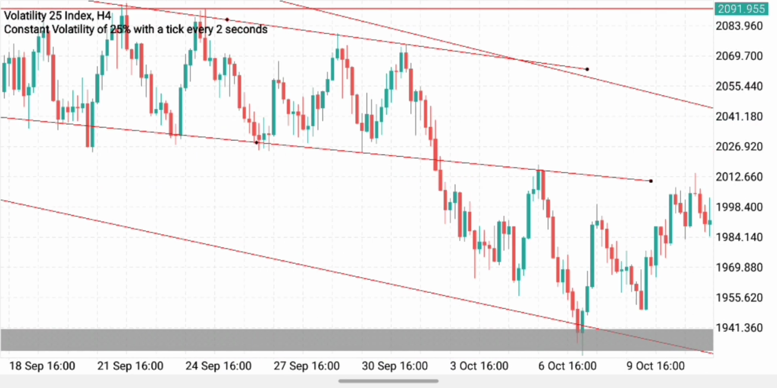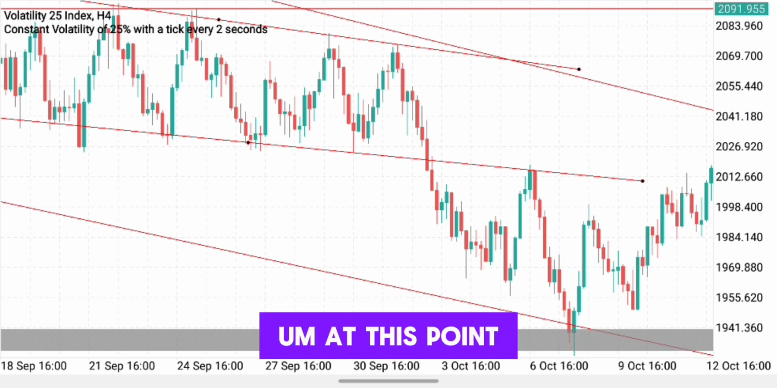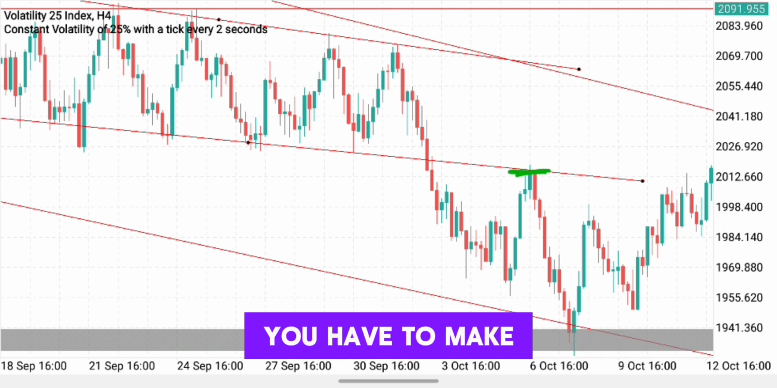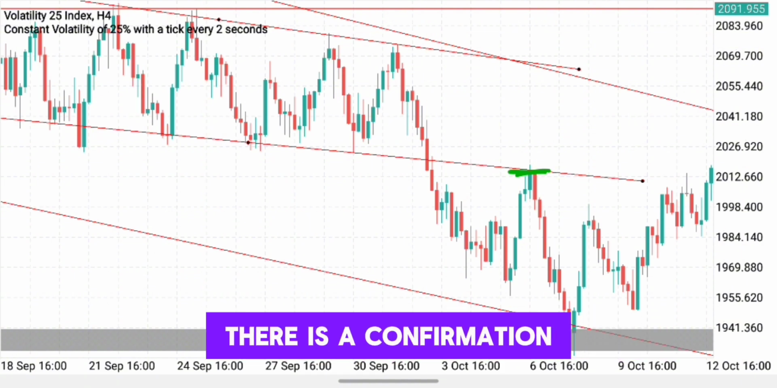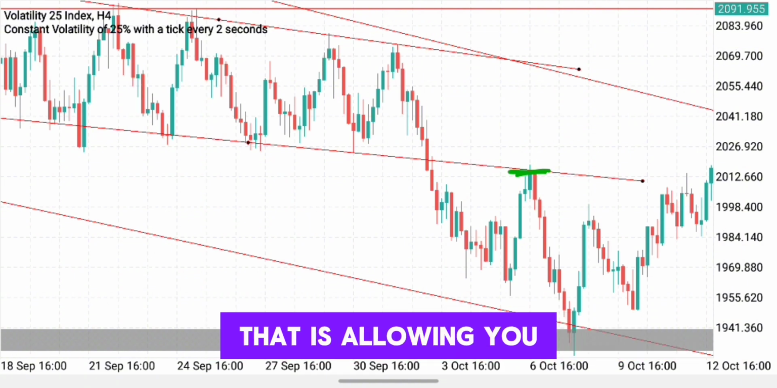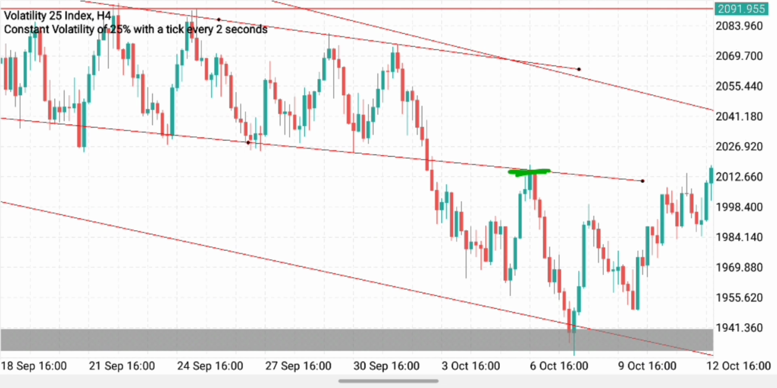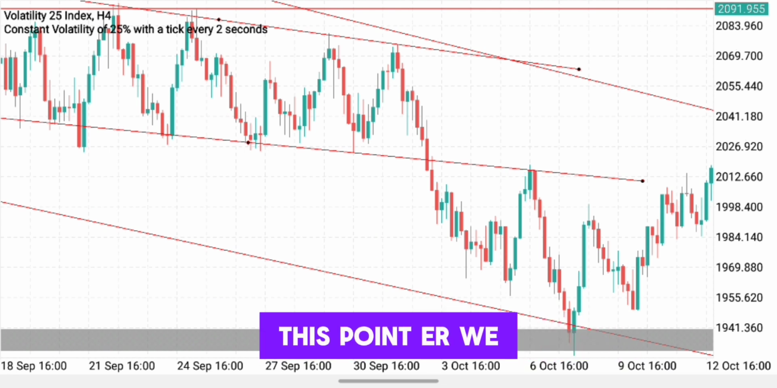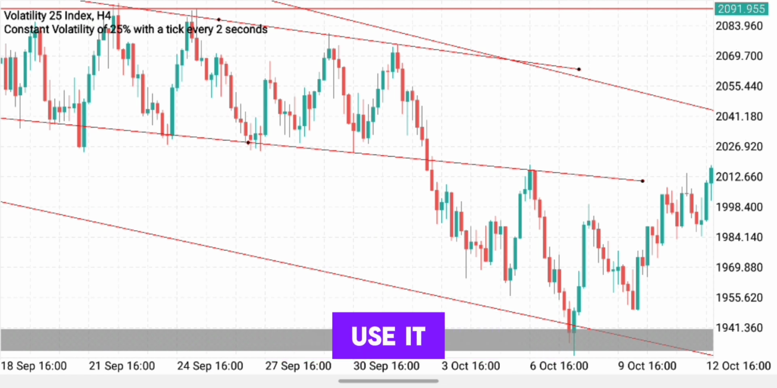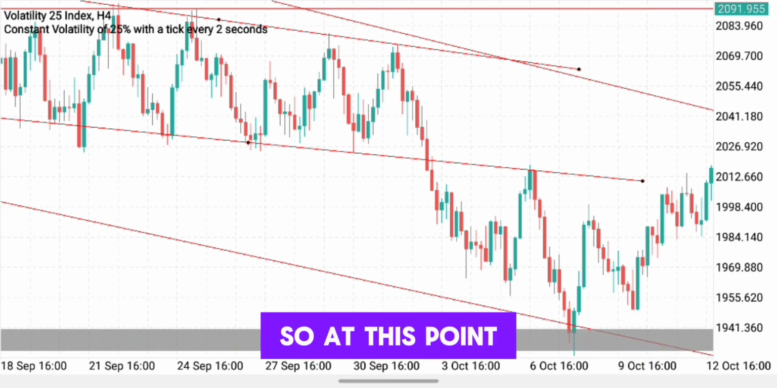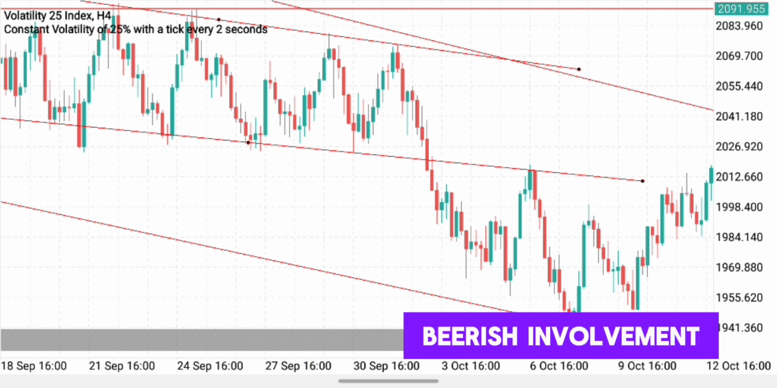As you can see, at the point of the retest, you have to make sure there is a confirmation that allows you to identify that the market is going to sell again. Like this, at this point, we analyze it using what is known as a bearish engulfment. So at this point, the market did a bearish engulfment.